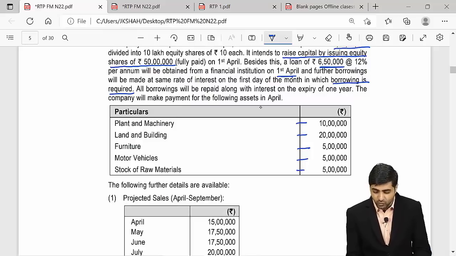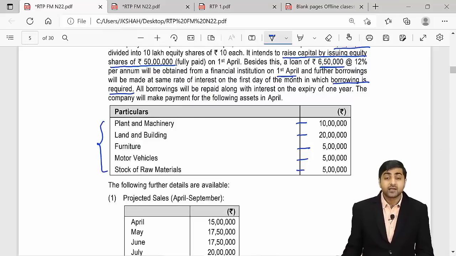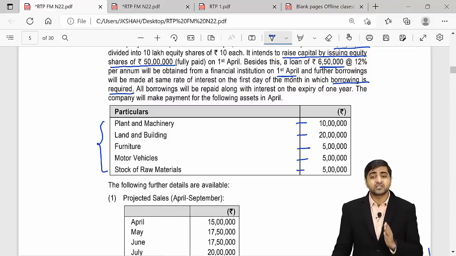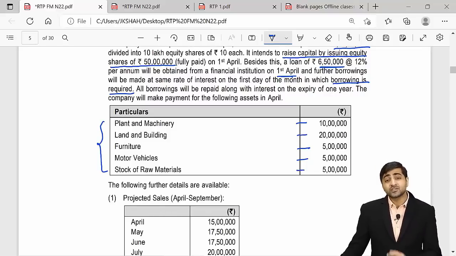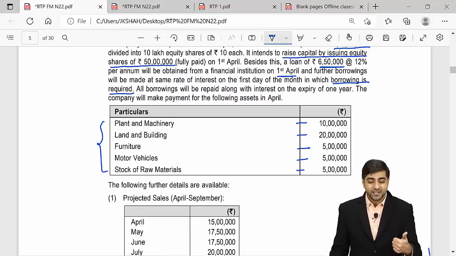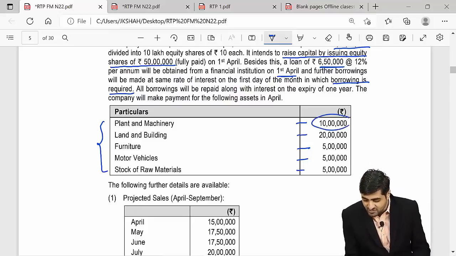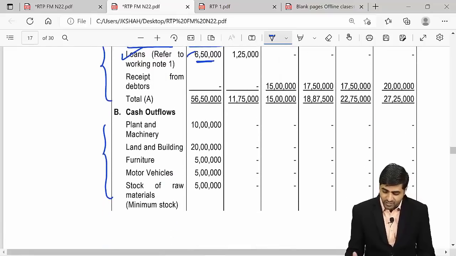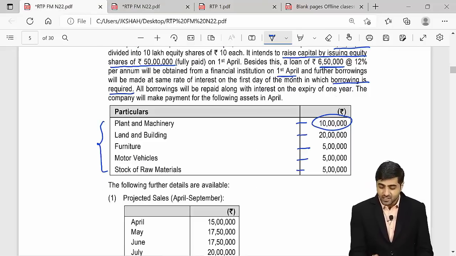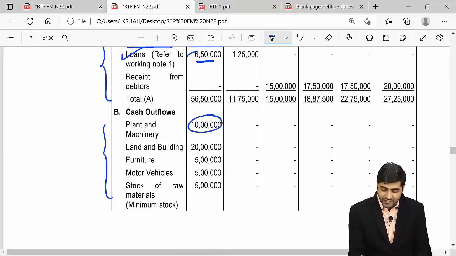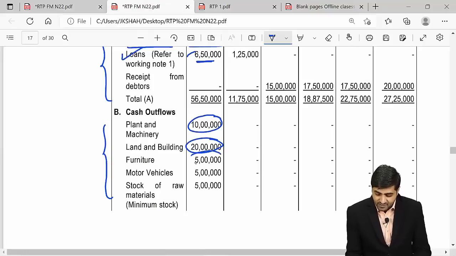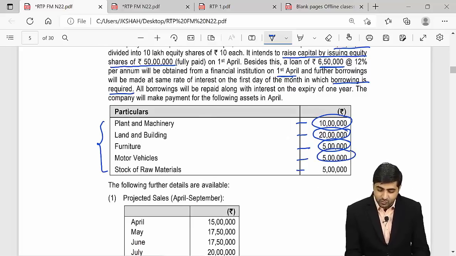So in your payments, they have told you that all these capital expenditure as well as some investment in stock of raw materials, that needs to be done in the month of April. So guys, when you are starting with a particular company, then definitely there is going to be some investment in fixed assets. So there is some plant and machinery which you have purchased amounting to 10 lakhs. So you can just check that in the month of April, there is investment in plant and machinery 10 lakh rupees. Also at the same time, there is investment in land and building which is 20 lakh rupees. Then there is some furniture which is rupees 5 lakhs. Then there is some motor vehicles which is nothing but rupees 5 lakhs.